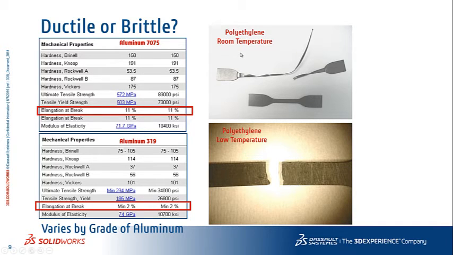Same thing for polyethylene, which is a plastic, right? Typical tensile bar test. We can see at room temperature we get a nicely ductile-behaving material. At low temperature it behaves much more brittly.